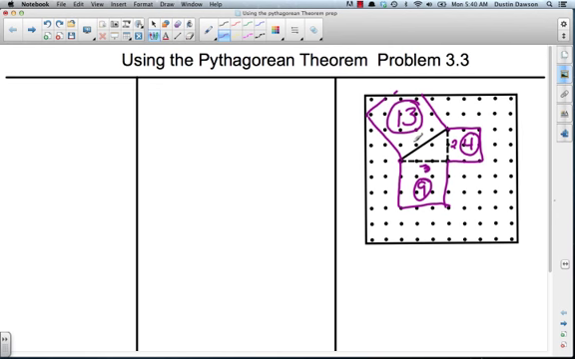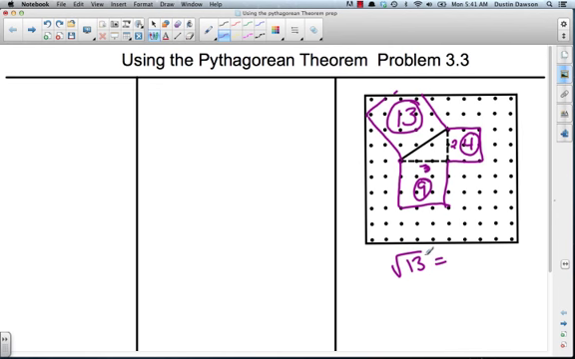And so if I know that this is 13, then I know that the length of this line will be the square root of this area, or the length between those two dots is going to be the square root of 13.